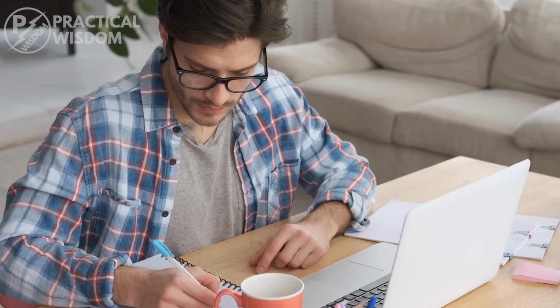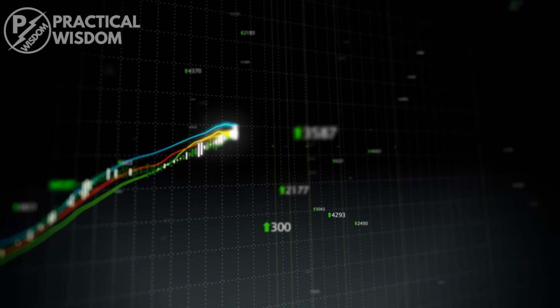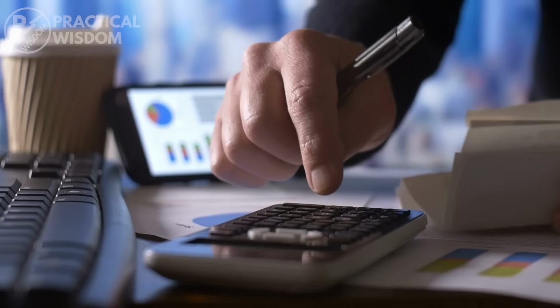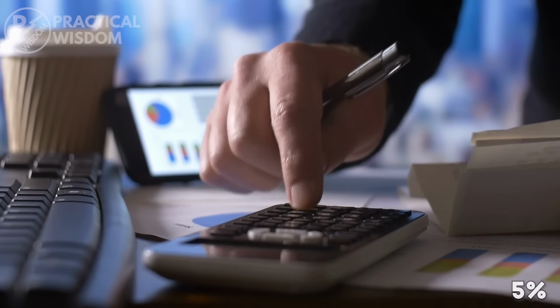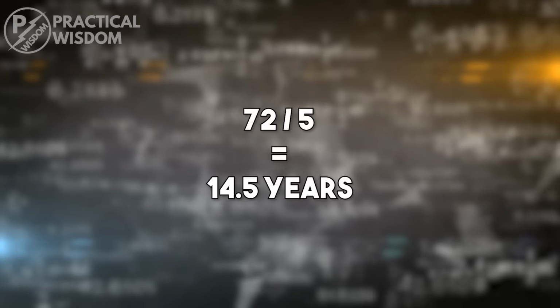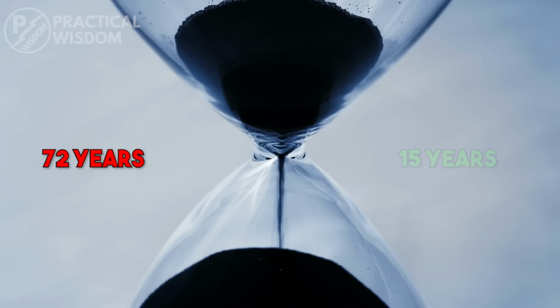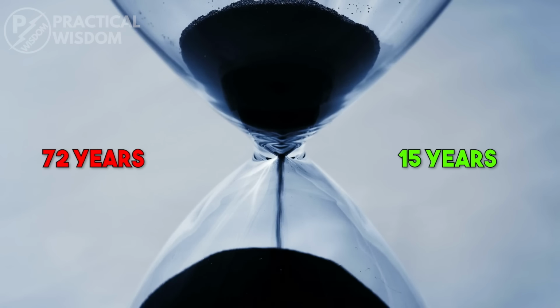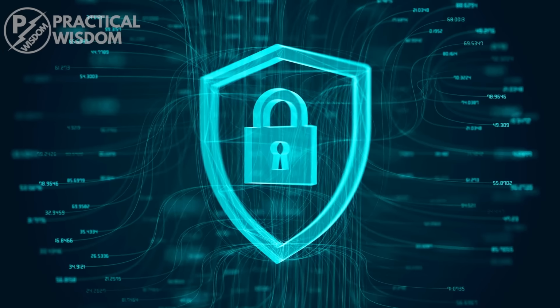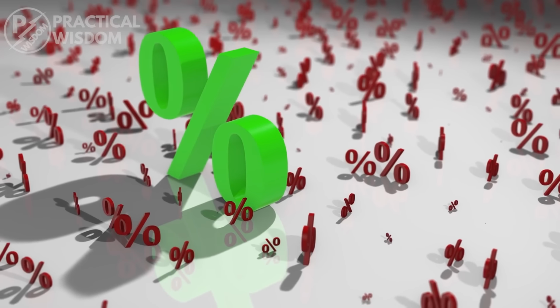So now let's use the same previous example. You still have the $1,000, but you now put it towards a savings program, such as an index with an interest rate guarantee of 5% per year. So 72 divided by 5 equals 14.5 years. So instead of waiting for 72 years, it will only take you 15 years to double your investment with whatever amount you put in. And it's safe. 5% is just an example. Realistic rates can be higher.